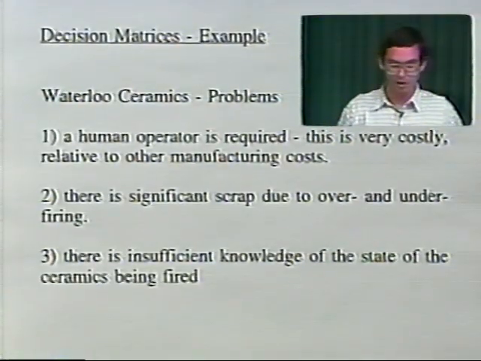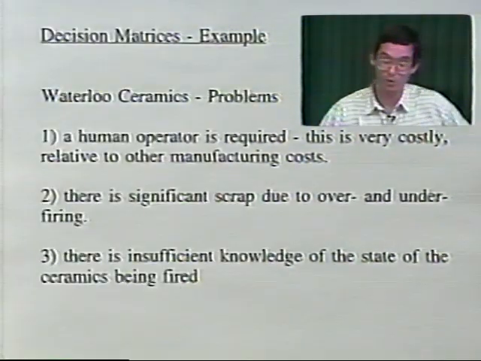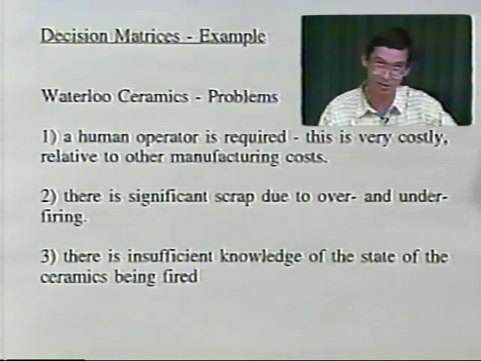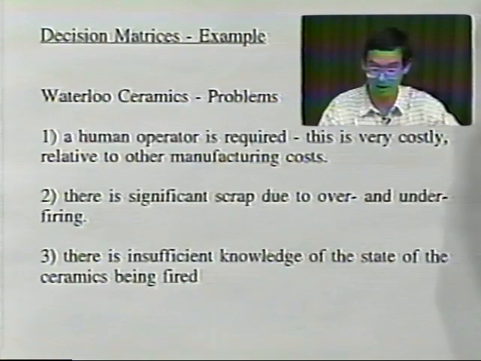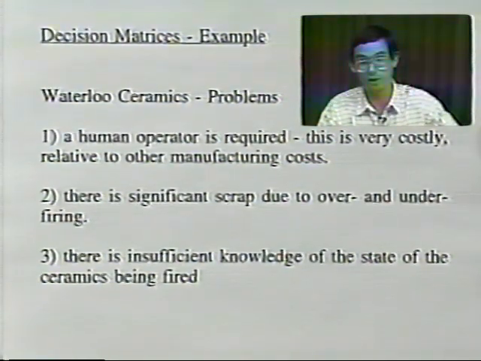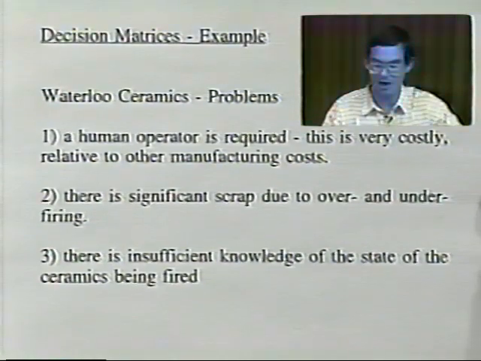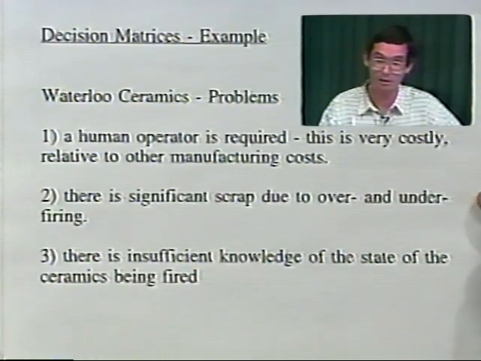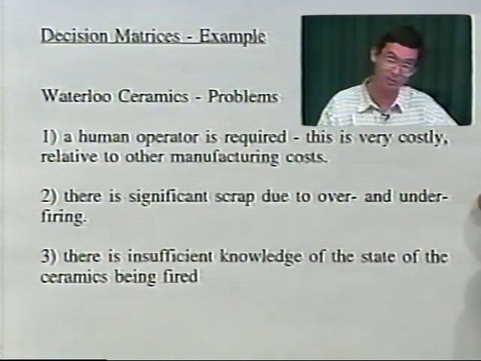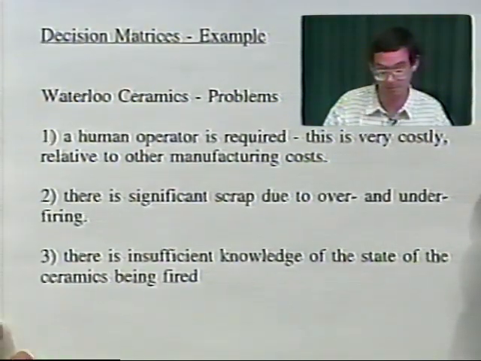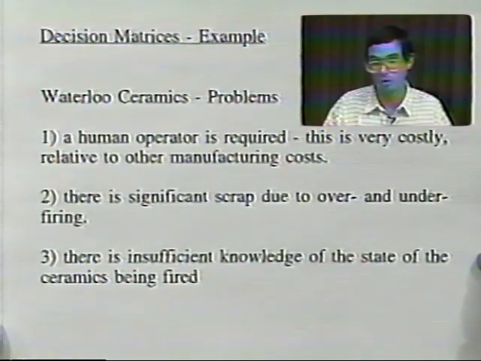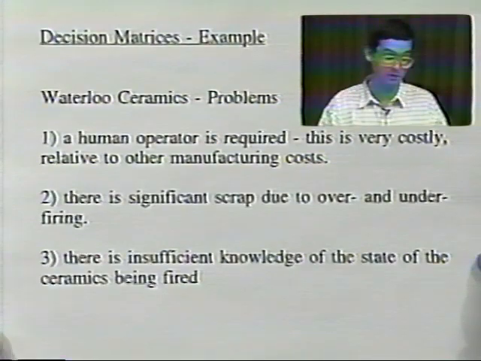I've listed a few problems here. First of all, in the firing process for their product, they need a human operator, just a person to sit and watch kilns firing the clay product, which was extremely expensive relative to other manufacturing costs. They also found that the product was being fired poorly, resulting in a lot of scrap product. And it's quite expensive to scrap at that stage in the process because that's when it's virtually finished. They also had an information problem: they didn't really know what was going on inside the kilns when this product was being fired.